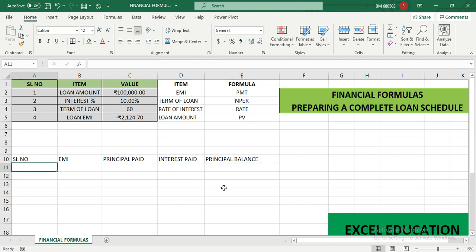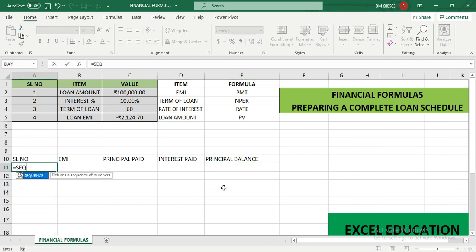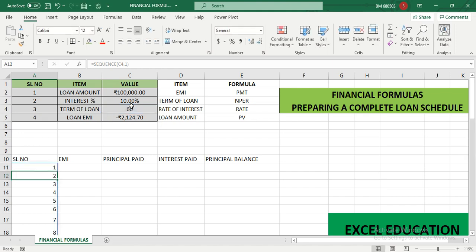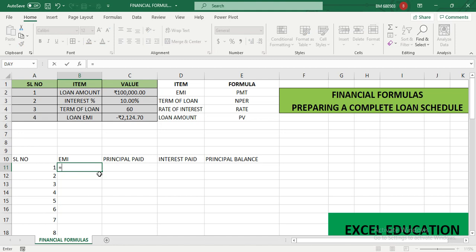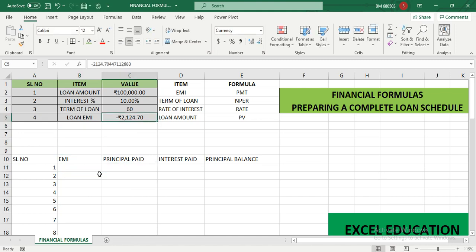All right. Now, what I'm going to do is I'm going to type a sequence formula because we are going to have 60 rows and one column. All right. So I get from 1 to 60. My EMI is going to remain as what? Let us quickly calculate.